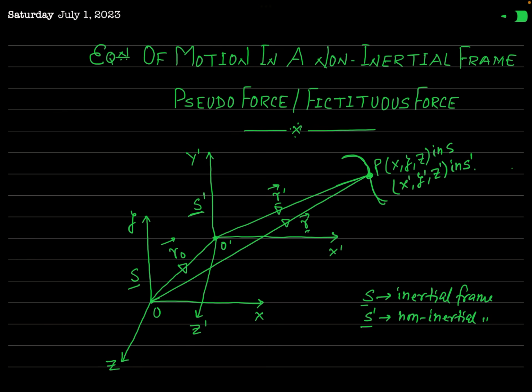Now you can see this vector triangle OO prime P. You know from the triangle law of addition that OO prime plus O prime P will be equal to OP. This is just evident from the triangle of addition.